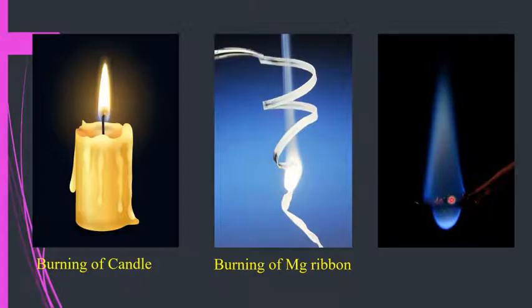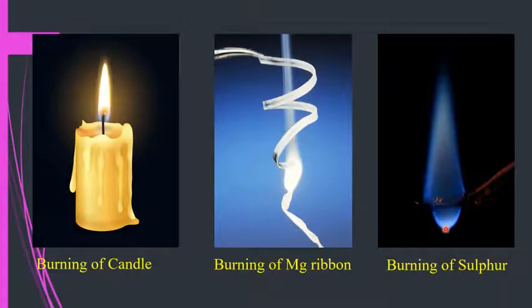And this is burning of sulfur. You know, the sulfur is light yellow in color, and when sulfur is burnt, then this type of bluish flame is produced. When sulfur is burnt, then bluish flame is produced. This is burning of sulfur.